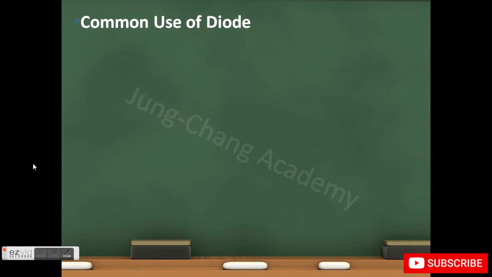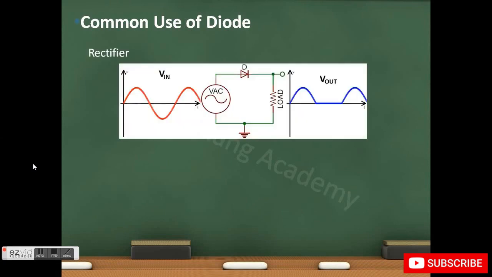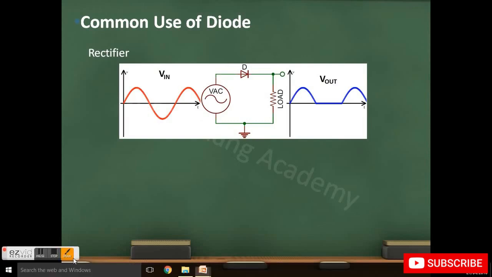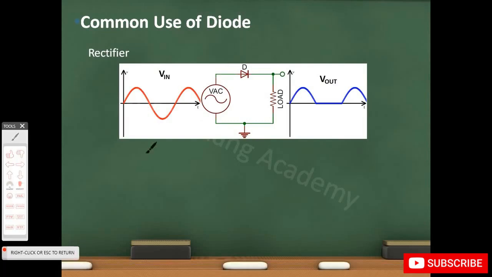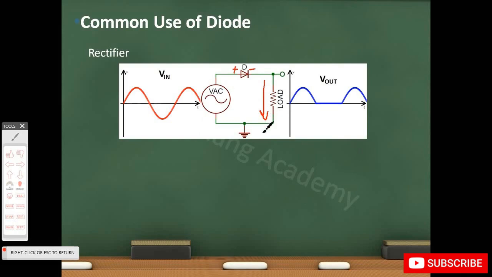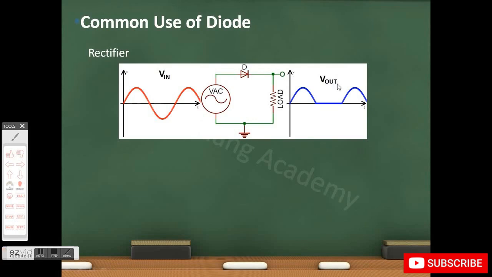More commonly, diodes are used as a rectifier. When we place the diode in series with the AC supply, in a positive cycle, the diode is forward biased, so it will allow current to flow to the load. In a negative cycle, the diode is reverse biased, so no significant current will flow into the load. This allows us to remove the negative part of the supply, which is why it's called a rectifier.